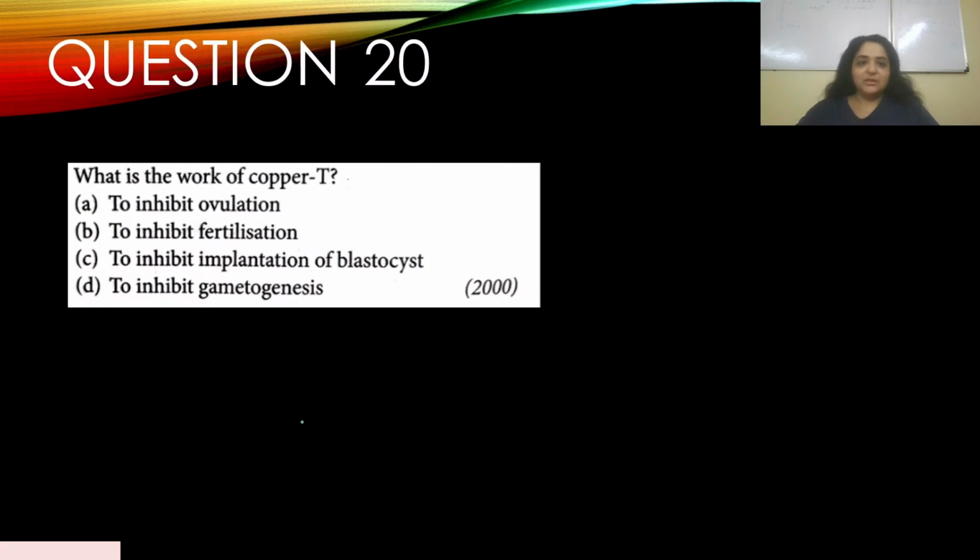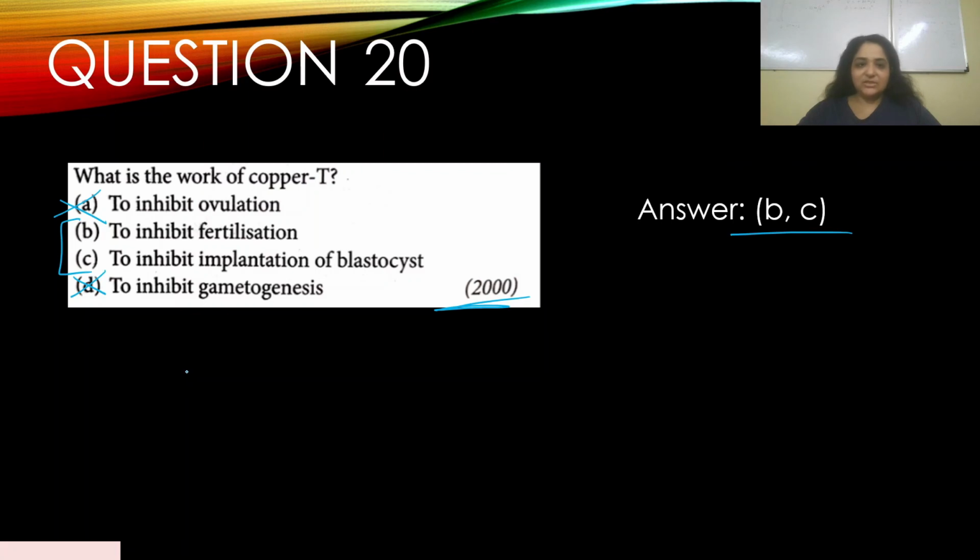Question number 20. What is the work of copper T? This appeared in 2000. A, to inhibit ovulation, no. To inhibit fertilization. To inhibit implantation of blastocyst, yes, that is also one of the functions. To inhibit gametogenesis, no, that's incorrect. So your answer over here should be B and C actually. There are 2 correct answers here. But we already discussed this.